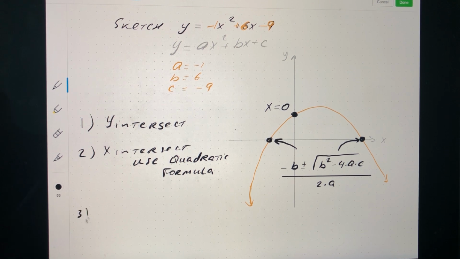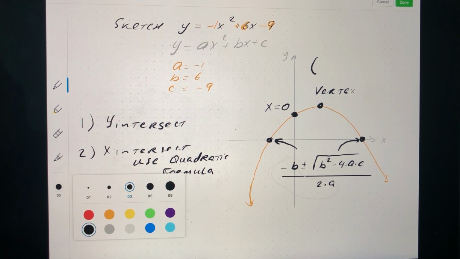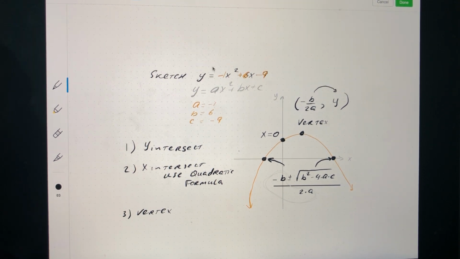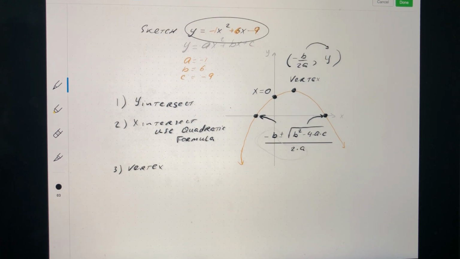The last thing is the vertex, and the vertex is the tip of a parabola. This is our vertex, and it has the x and the y coordinates. The x coordinate can be found by looking at the front of the quadratic formula, which is negative b over 2a. If we look at that piece by itself, that gives us the x coordinate. So negative b over 2a is the x number. The y can be found by plugging the x into our original equation. So let's do this process with our equation and see what our picture looks like.